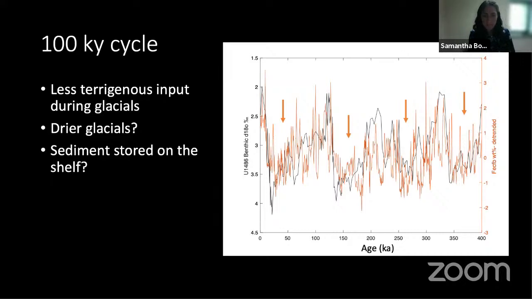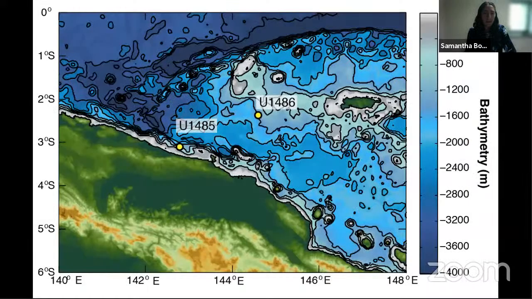non-hydroclimate things at play here, and potentially, as shown by Peter Cliff and discussed in last week's monsoon seminar, changes in sediment storage on the shelf could be impacting this. Even though it is narrow, potentially we have more sediment being stored on the northern Papua New Guinea shelf during glacials, and kind of starving the offshore site of sediment during these times. So all of these are possibilities.